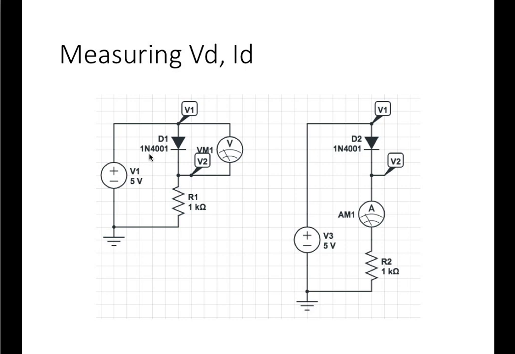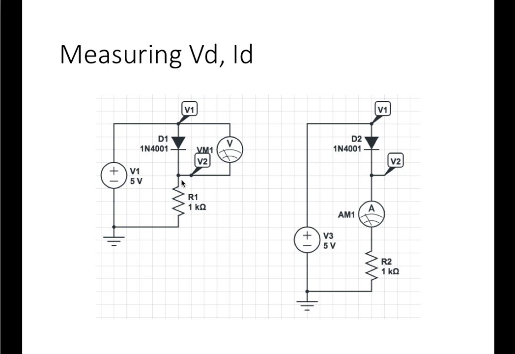Just a reminder of how you measure voltage and current. Voltage is measured in parallel with the component of interest. So to measure VD, you'll just take your DMM and put one probe on V1 and one probe on V2. And you'll do that for 2 different V1s. It doesn't really matter what they are.